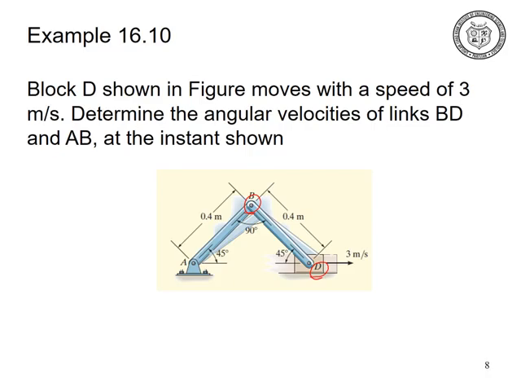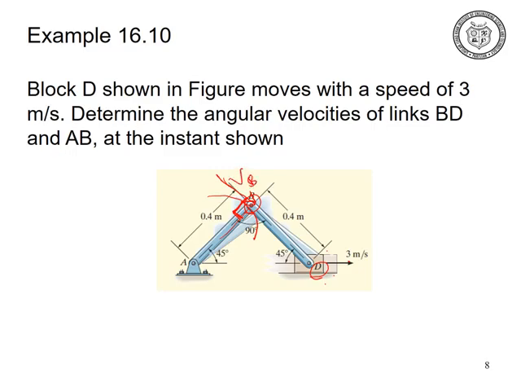The link AB only rotates about the axis which is passing through the point A. This means that the velocity will be tangent to this path, and it will act at 90 degrees to the position vector. So this will be the direction of your velocity.